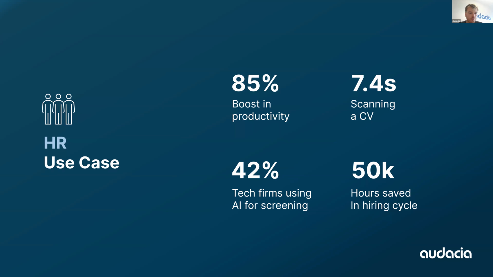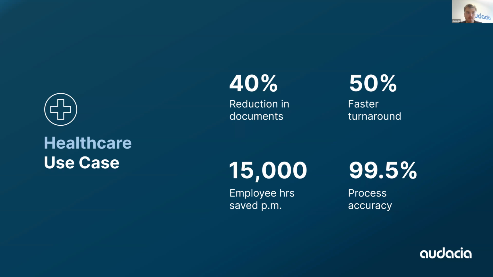Cool. So they're the two that I wanted to walk through with HR, and then finally going through some of the stats for healthcare. These were taken from an article that I was reading about Omega Health. Omega Health are a biotech company that deal with health insurance and healthcare, and they've implemented AI document scanning within their business.